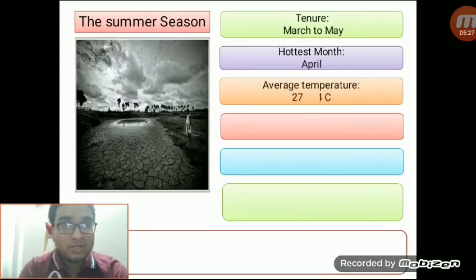Then the average temperature during this season is 27.64 degrees Celsius.